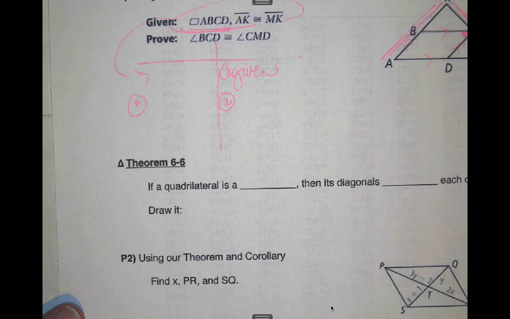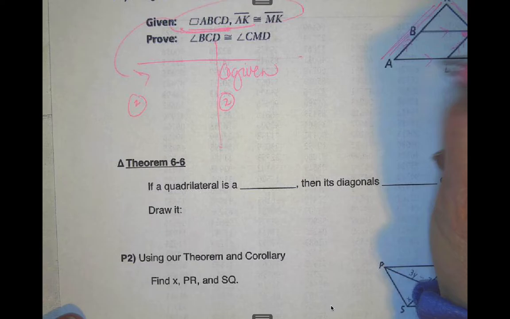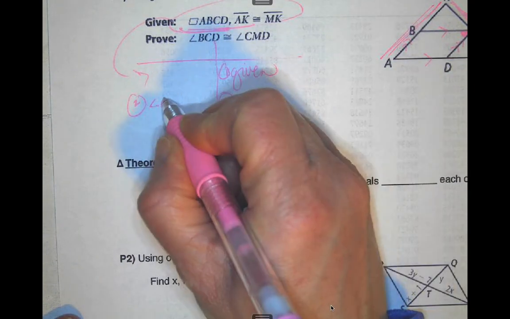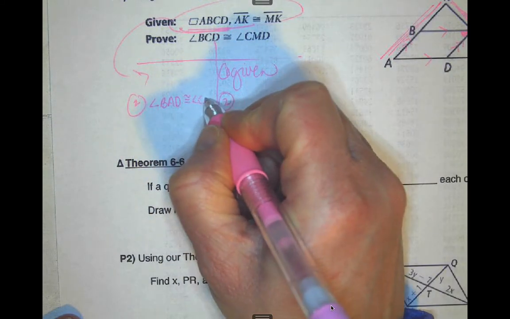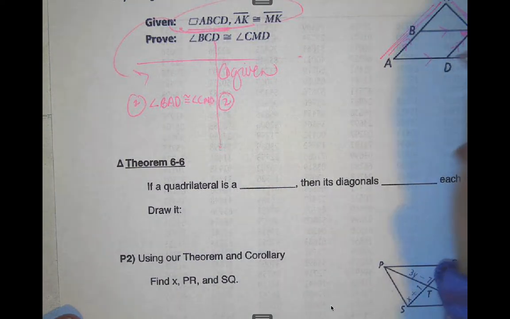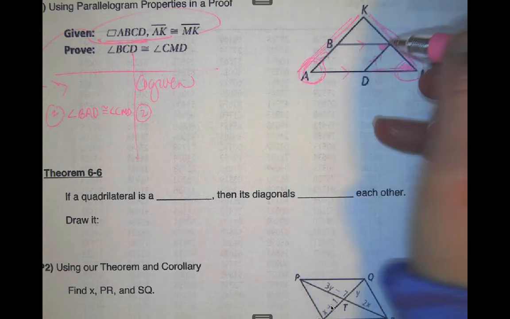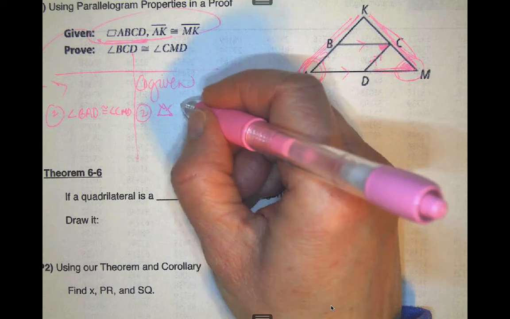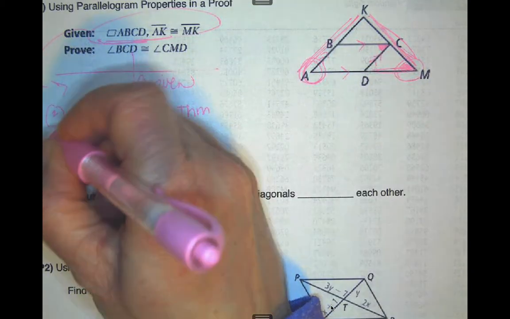Well, if I know that these two sides are congruent, then I know that those two base angles are congruent, right? So I know that angle BAD is congruent to angle CMD. These two angles right there are congruent to each other because this is an isosceles triangle. This is the regular isosceles triangle theorem. So when the sides are congruent, the opposite angles are congruent.